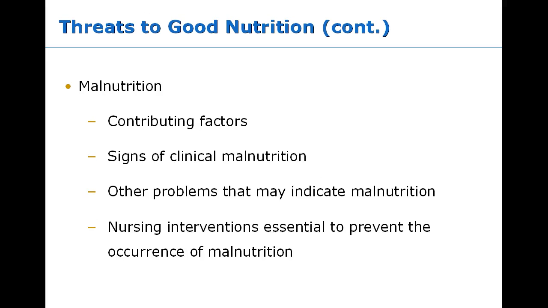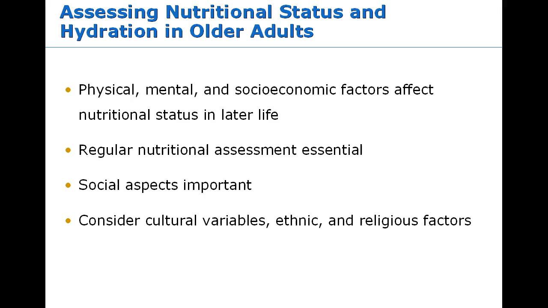Now, when we're looking at malnutrition, look at some of the contributing factors that cause this. No matter what the condition is, we want to know what the contributing factor is. We want to make sure we know the signs and symptoms of malnutrition, look at their albumin level, look at their body mass index, look at them as a whole. Okay, other problems that may indicate malnutrition, make sure we look at those. Don't leave anything out. What is the underlying cause? And when I say look at, I mean assessing.